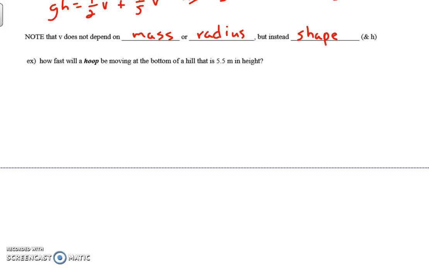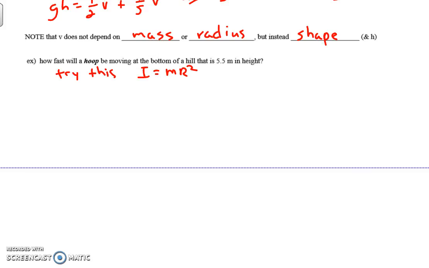So we have to go through this again. Do I want to go through this again right now? No. I'll let you try this one yourself. I'll help you out a little bit: the hoop's rotational inertia is mr squared. I think it's a good exercise for you to go ahead and solve it. I'll give you the answer in a second.